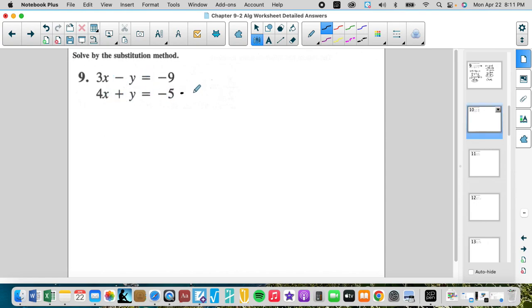I'm going to isolate for this one. Oh, no, I'm not. Nope. I'm going to isolate for this one. I'm going to solve for y, though. So I have 3x. Oh, yeah, I'm going to go back. Sorry. I'm sorry. It doesn't matter.